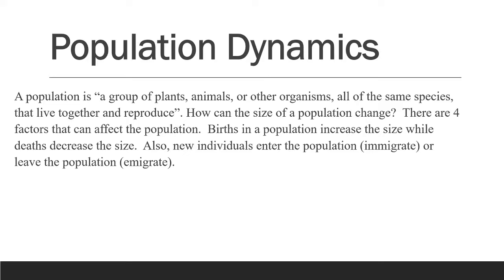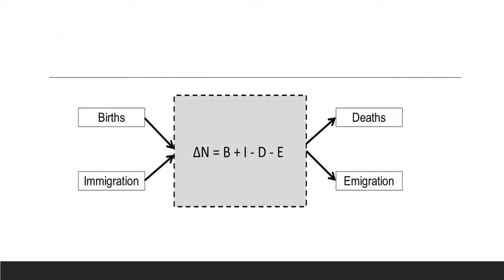A very simple equation represents this statement: ΔN = B - D + I - E, wherein ΔN is the change in population size, B is the number of births, D is the number of deaths, I is the number of immigrants, and E is the number of emigrants.